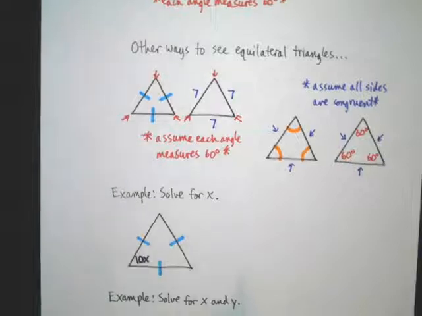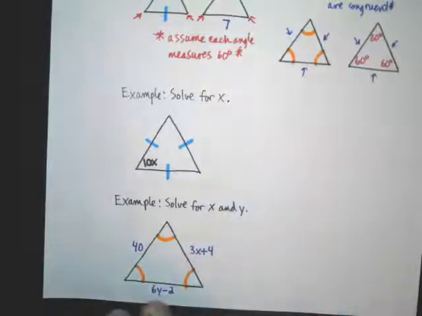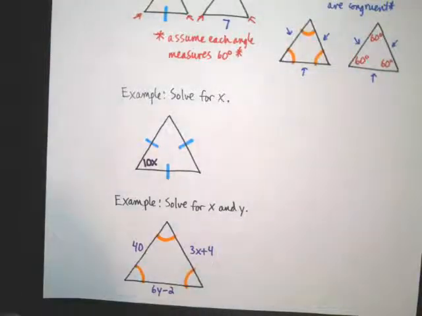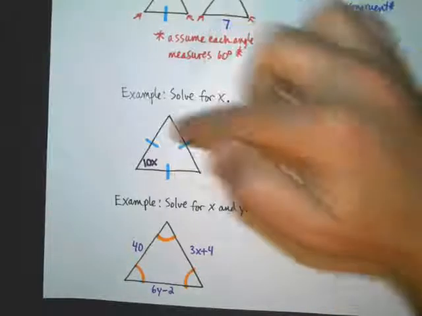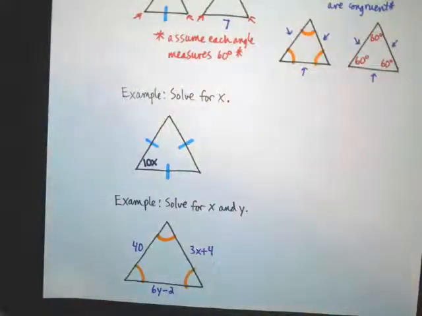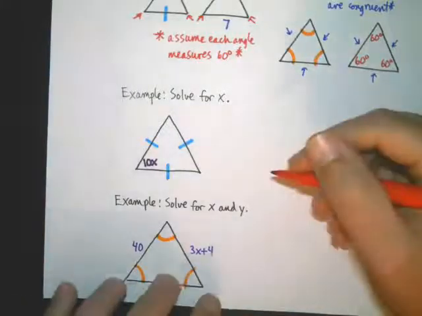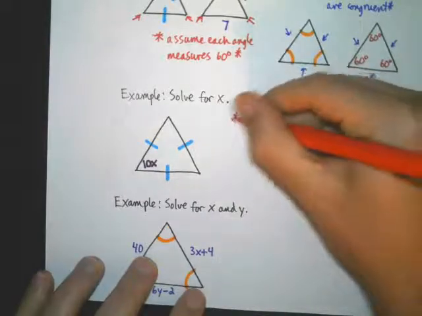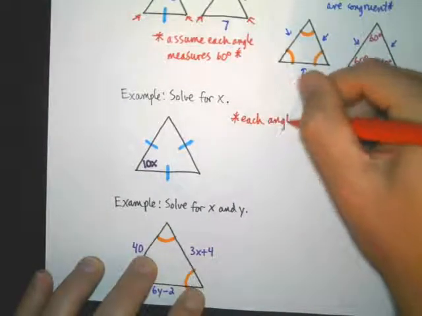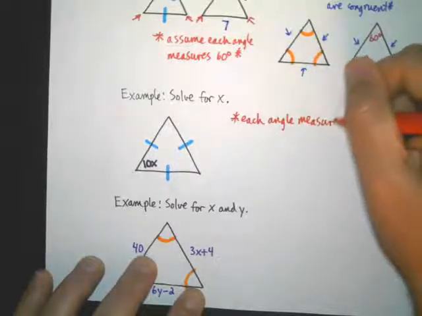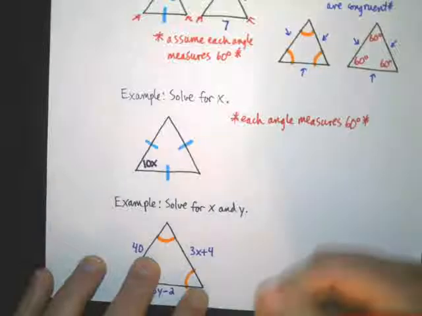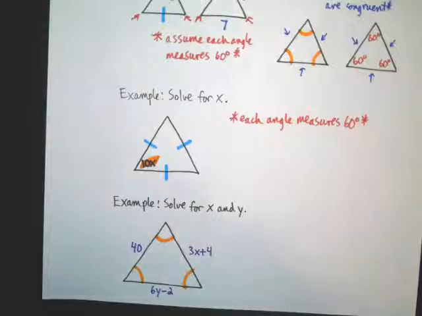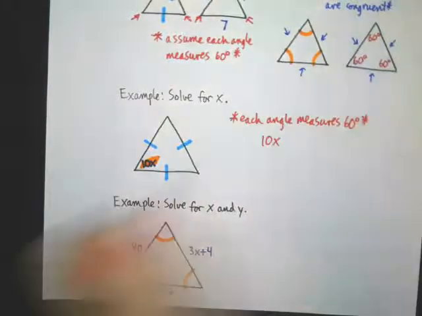All right. So we've got a couple examples to finish up here. This example says solve for x, and in this equilateral triangle, we see that all 3 sides are congruent. So that means we can assume that each angle measures 60 degrees. And the angle that we are working with is 10x. So we are going to put 10x equal to 60.